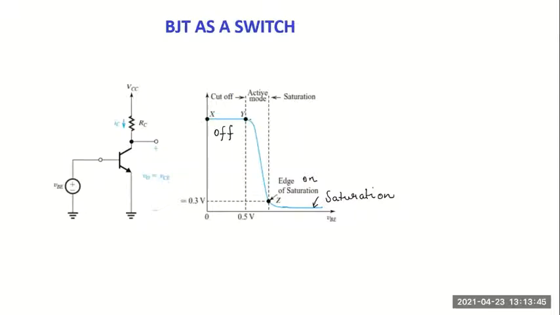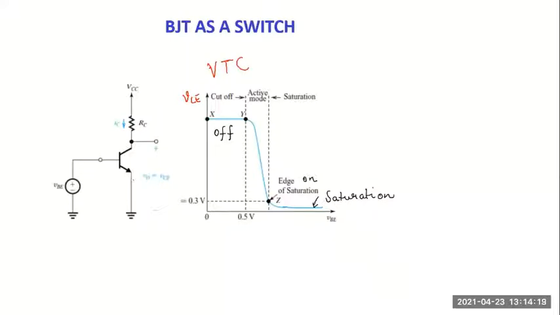Similarly, if it should work like a switch, we call this the voltage transfer curve, or VTC curve, for a transistor. The voltage transfer curve looks something like this. This is output voltage versus input voltage, VCE versus VBE. When the input voltage is less than 0.5, the output will be 0 because the transistor will not be conducting, right?